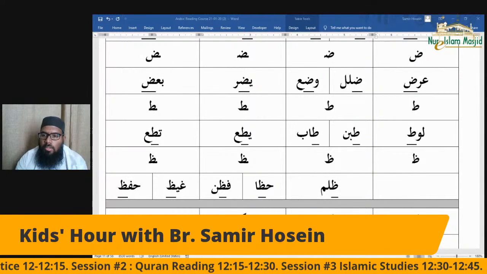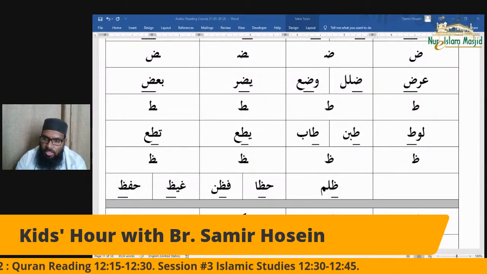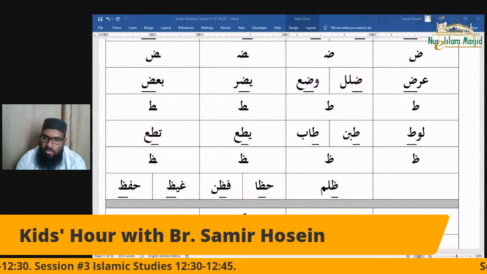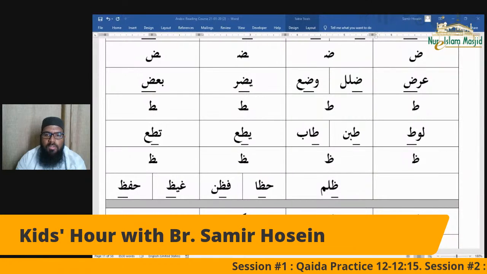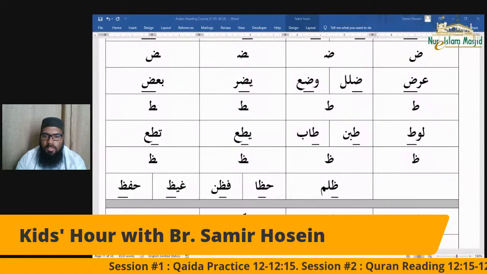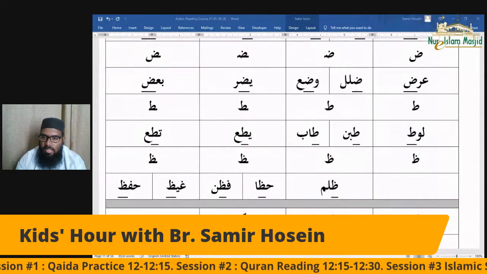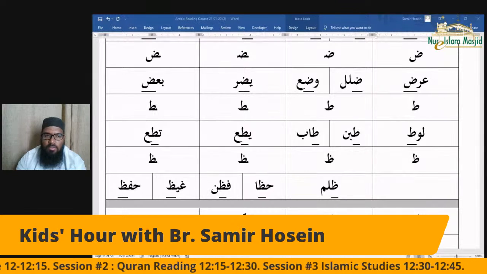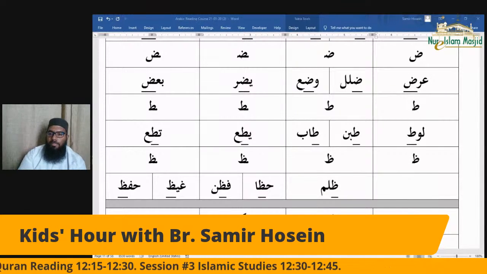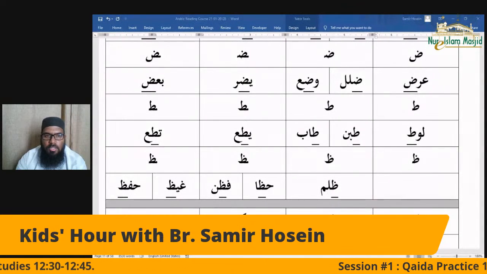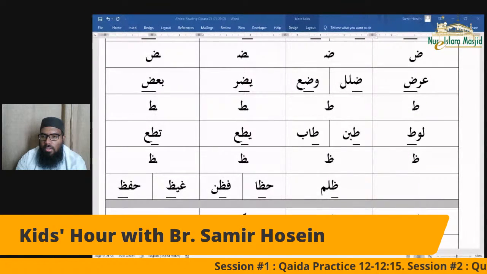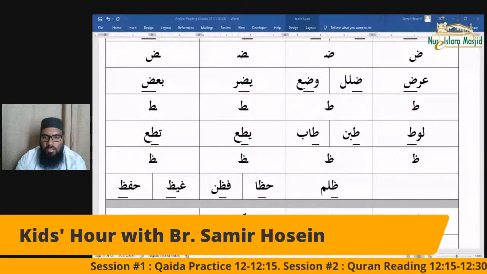Okay, so the needle eye family, we know it's a family of letters. We know that they are all closely related to one another. What's important for us to remember is the differences between the pairs of the letters and then the dots that separate those two individual pairs. Okay, so that'll bring us to an end for the Qaida session, inshallah. We'll now move on to the Quran reading session.